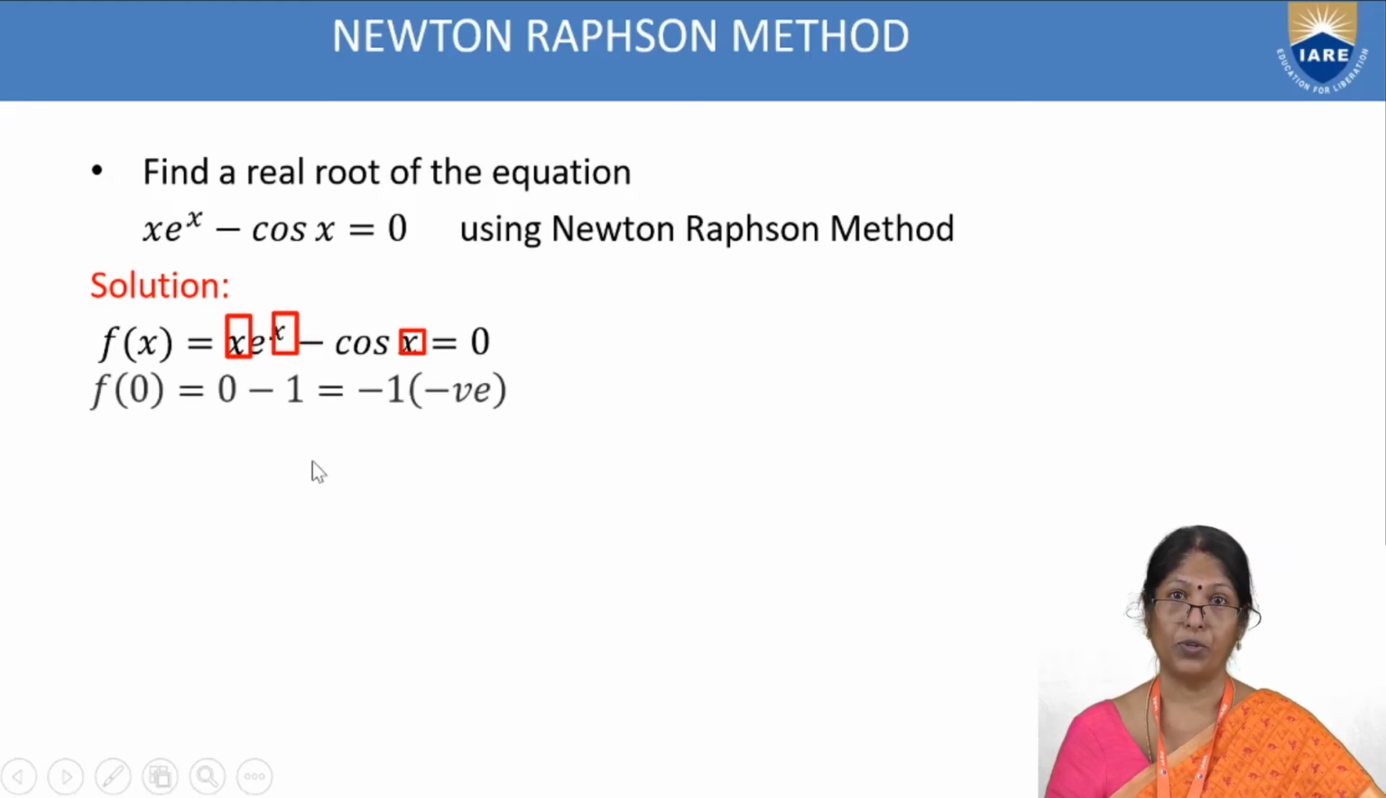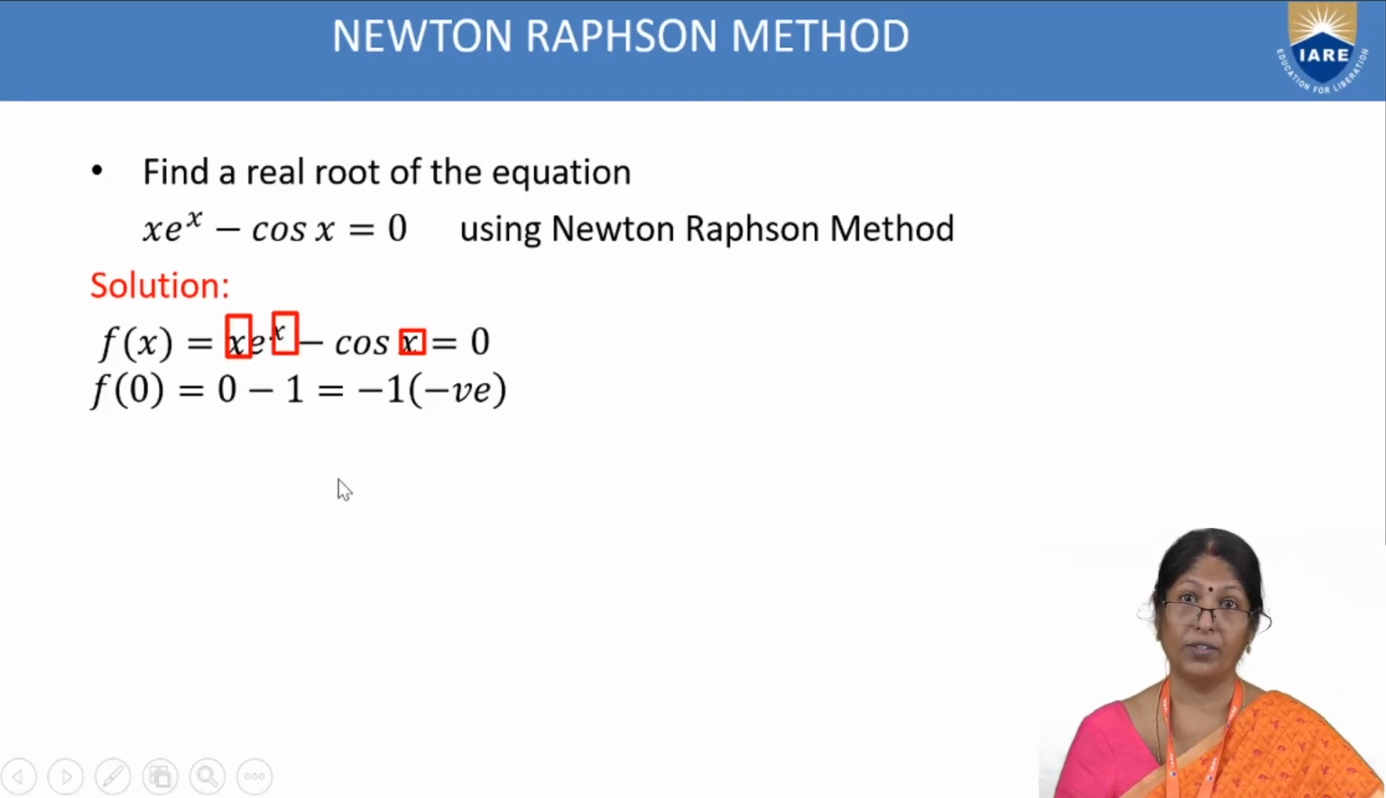So we are substituting. If we say f of 0, in the x place we put 0. The first term, 0 into anything, we know it is 0, minus cos 0 is 1. We are getting minus 1. That is a negative value we got. And we can tell 0 is not a root, because we know if it is a root, it should satisfy this equation. We would be getting the answer 0 here.